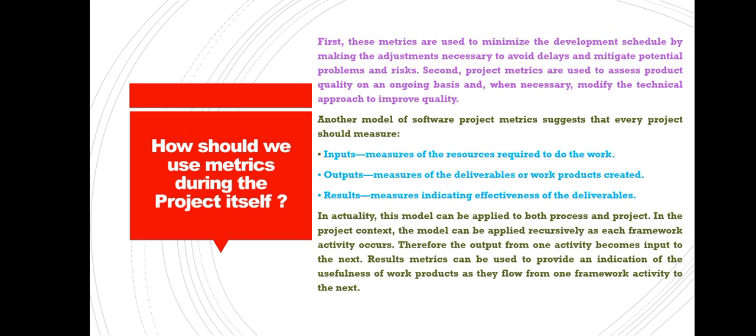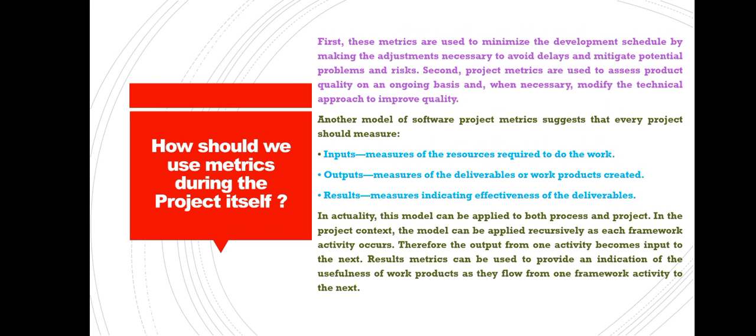Second, project metrics are used to assess product quality on an ongoing basis and, when necessary, modify the technical approach to improve the quality. It means we need to use the assessment of product quality on an ongoing basis whenever it is necessary to modify the technical approach, which in turn leads to improvement of the quality.